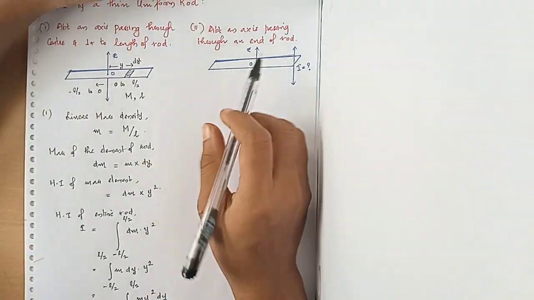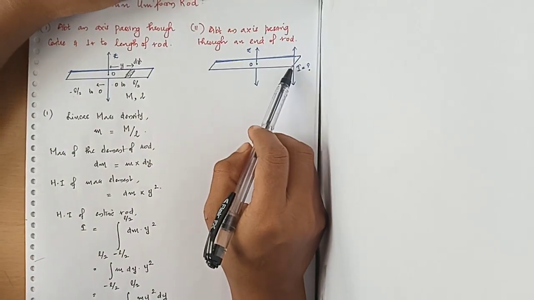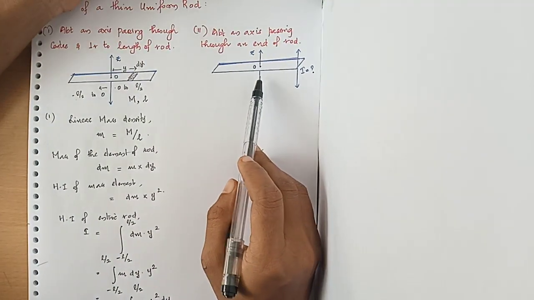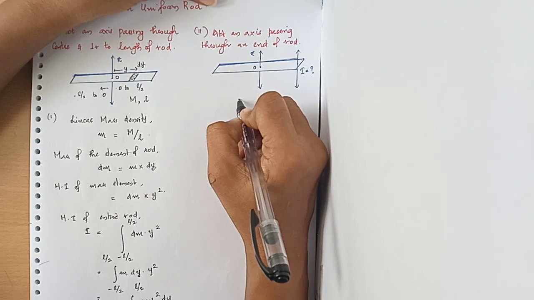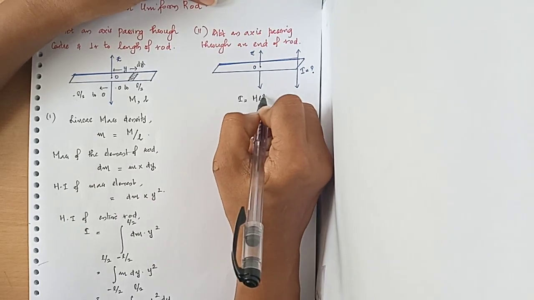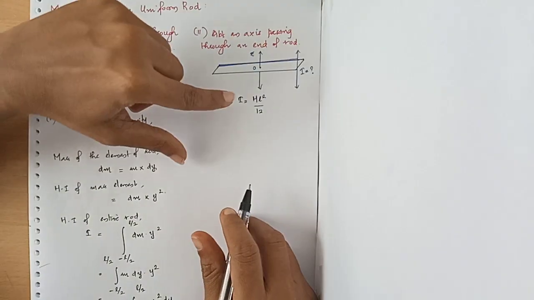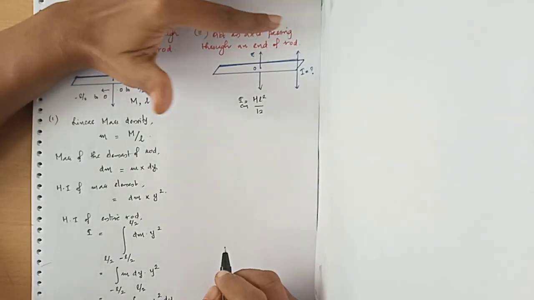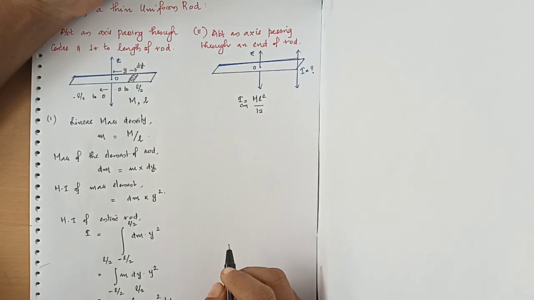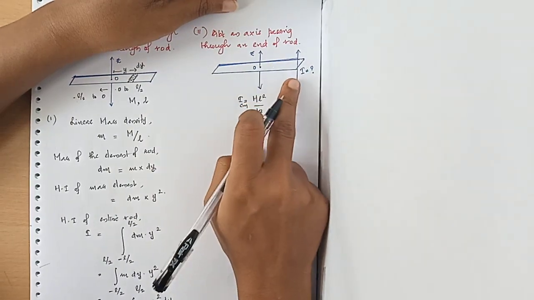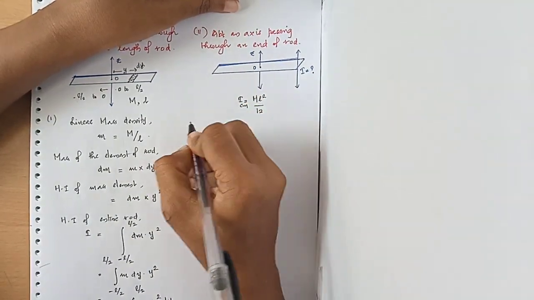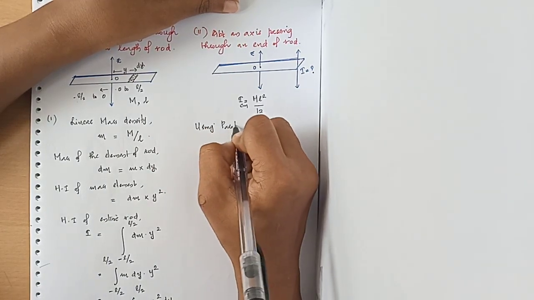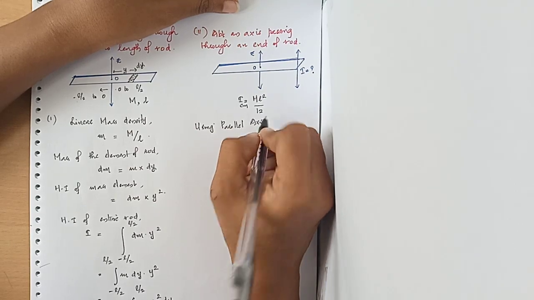Now finding out the moment of inertia about the axis through the end of the rod, we already know that the moment of inertia about this z axis is I equal to M L square by 12. This we can write as I center of mass, because this is a uniform rod and O is at the exact center of the rod. So in order to find this moment of inertia, we can use the parallel axis theorem.